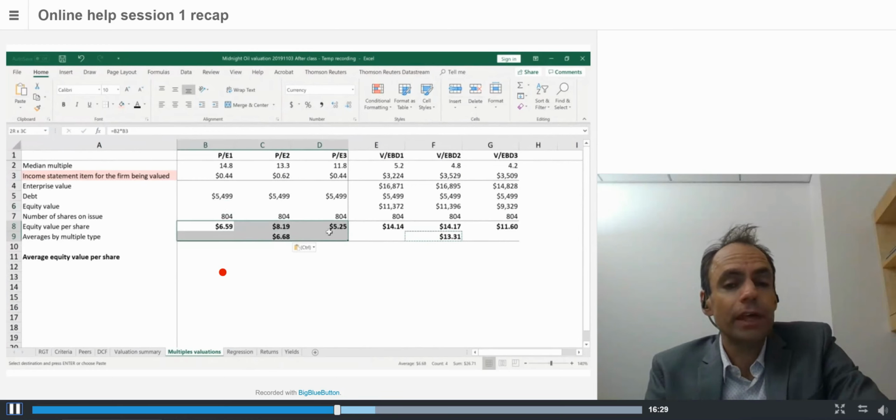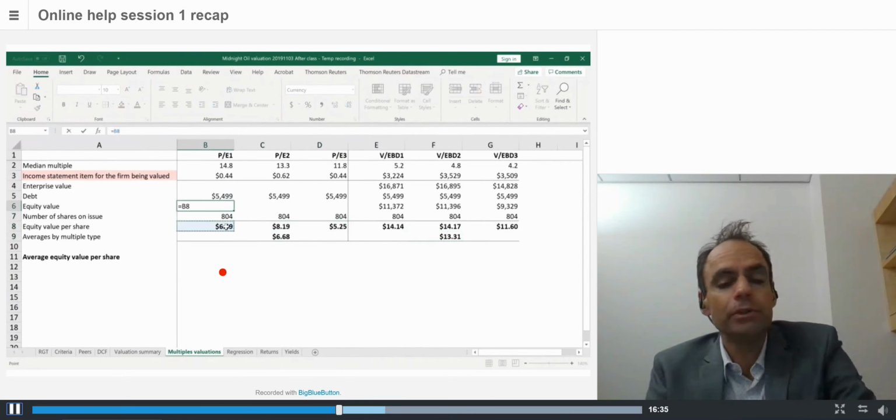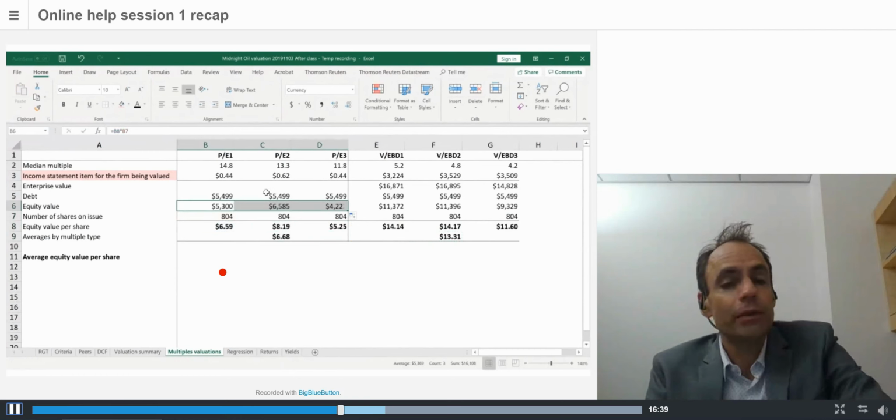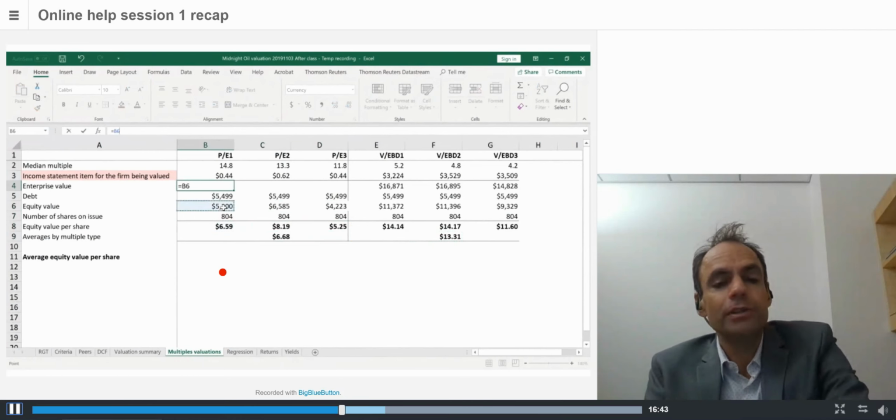I have estimates of equity value per share in row 8. I have the number of shares on issue. And so the product of equity value per share and the number of shares on issue gives me estimates of equity value. And to estimate enterprise value, I could sum equity value and debt.